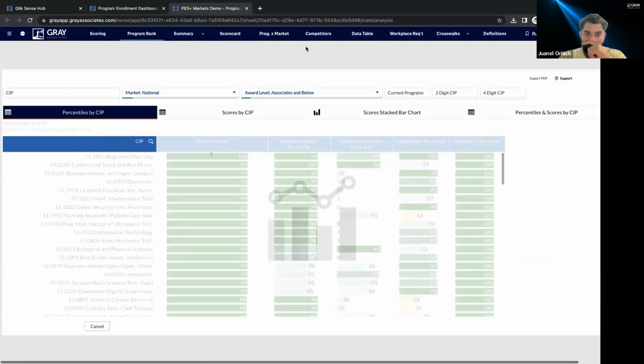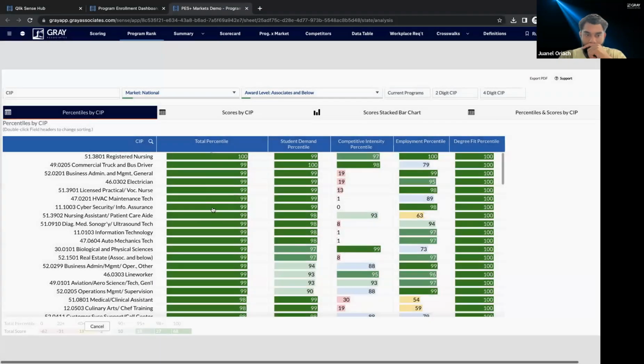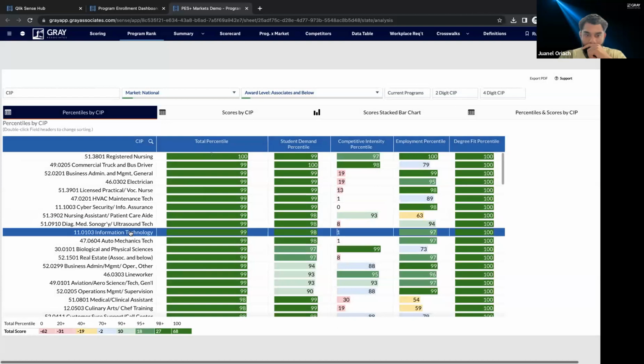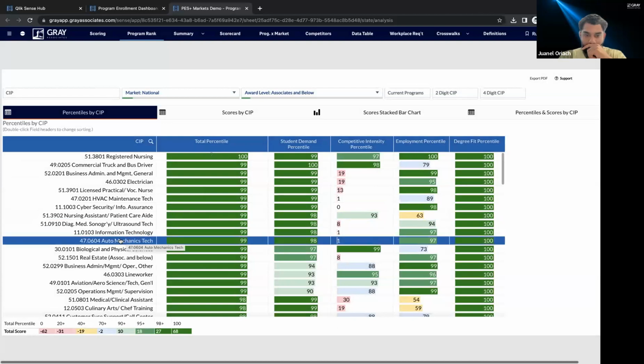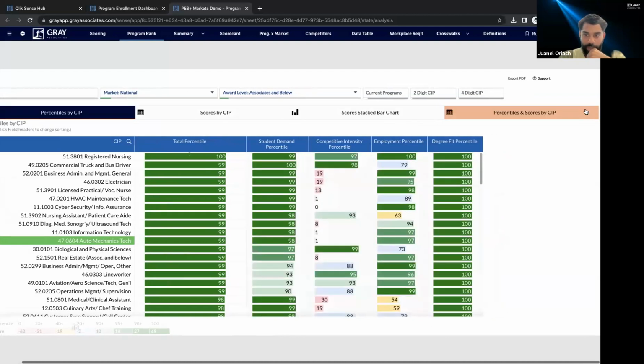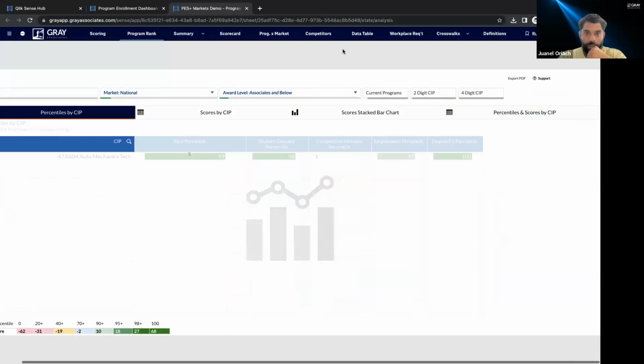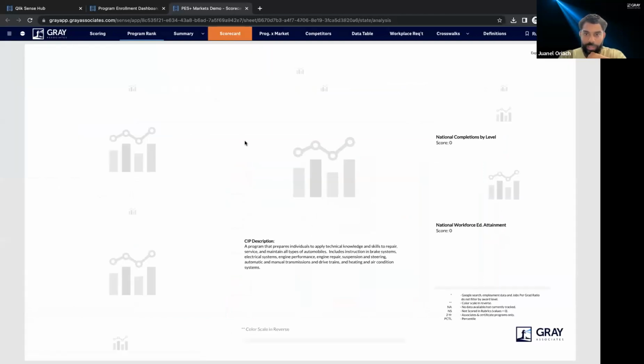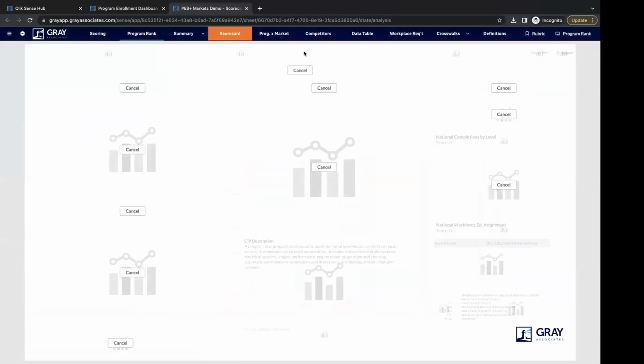I'll take a step back here, and maybe we look at auto mechanics tech next. Stay in the scope of our direct-to-prep opportunities, direct-to-workforce opportunities. And I'll go ahead and open up the scorecard here for auto mechanics tech. I'm just going to stop sharing my screen for a second while this loads. And here we go.